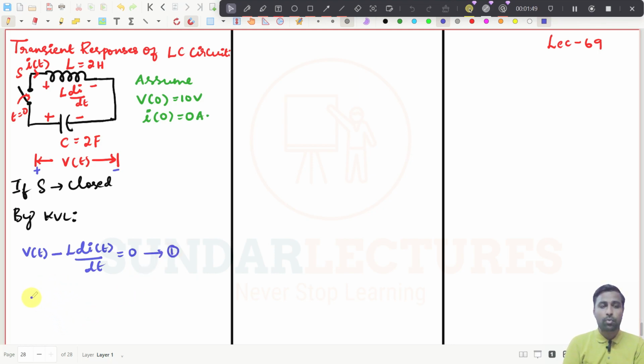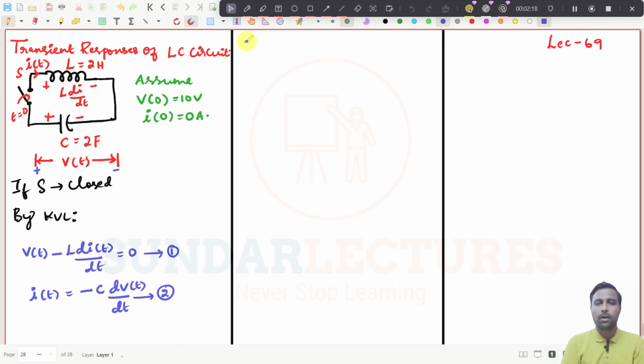Now, what is the value of I of t? The current flowing in the capacitor. If current is flowing from plus to minus in the capacitor, then we will assume that as plus C dV by dt. But now this current is flowing from minus to plus, so it will be minus C dV by dt. This is expression number 2, where V is V of t. You have to assume that, right? I have already told you.